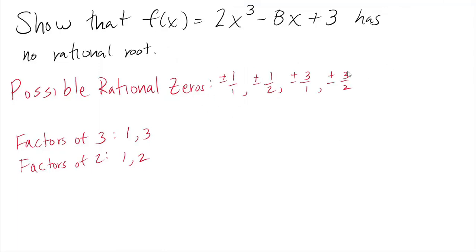Another option to see if these are rational zeros is to just plug each one into the function. So you can plug in 1, plug in -1, plug in 1/2, plug in -1/2. Instead of using the calculator, you could just plug them all in yourself.